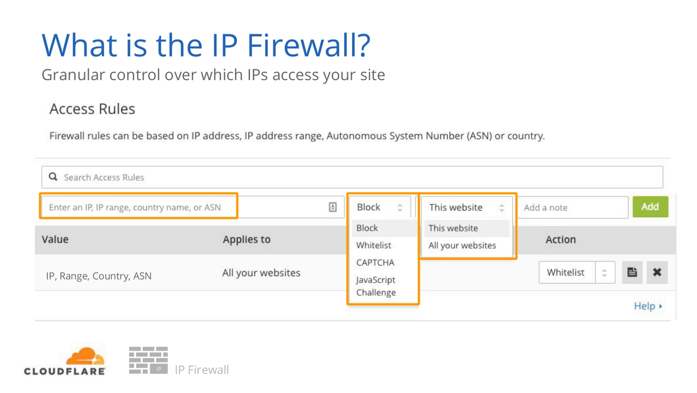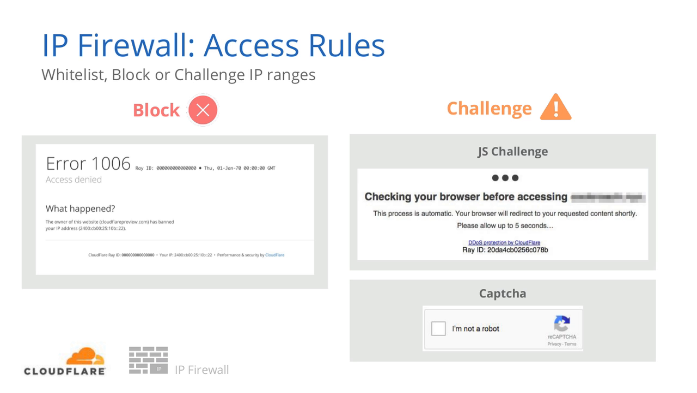Now, what does that look like in practice? This is what this slide shows. On the left, you can see what a block looks like, okay? So if you block somebody's IP and they try to access your website, this is the message they will see. And it will tell them that access was denied, and that's it. They have no way of accessing your website.